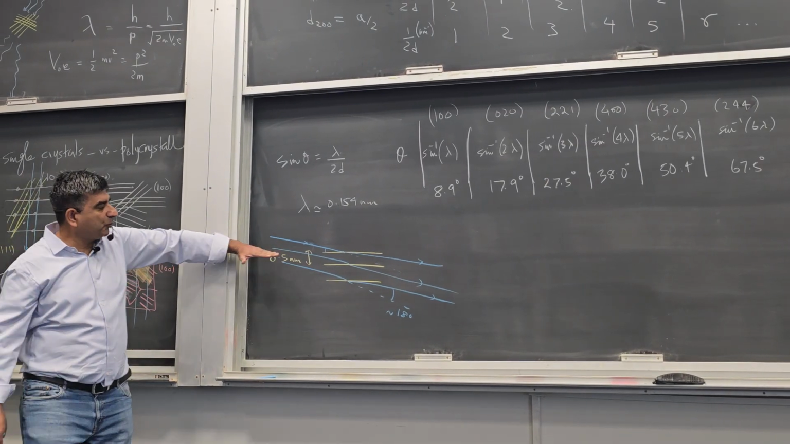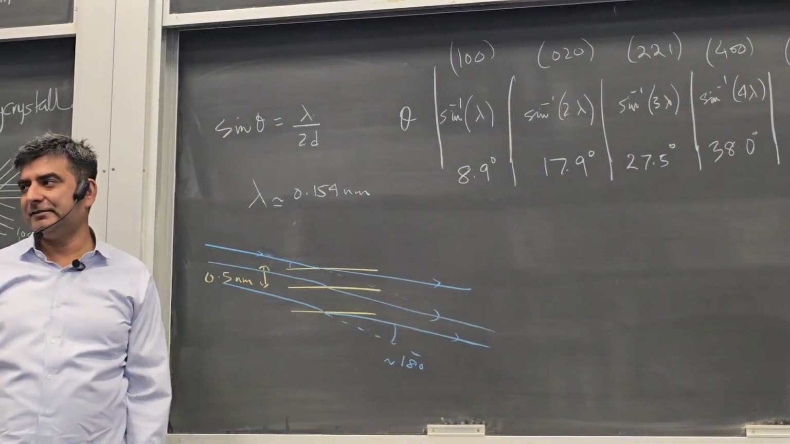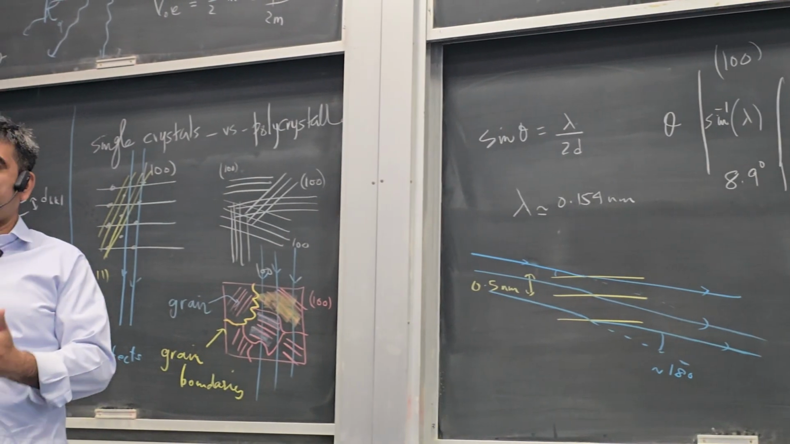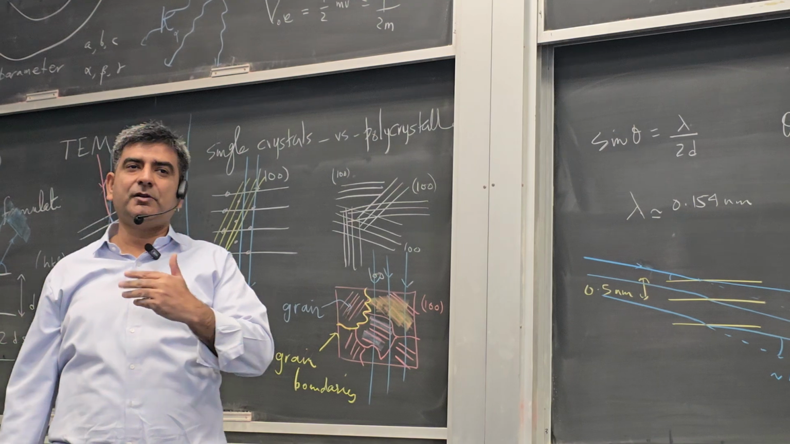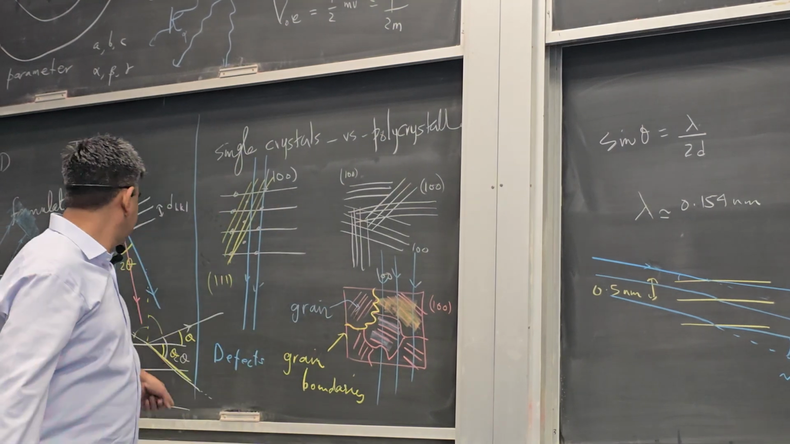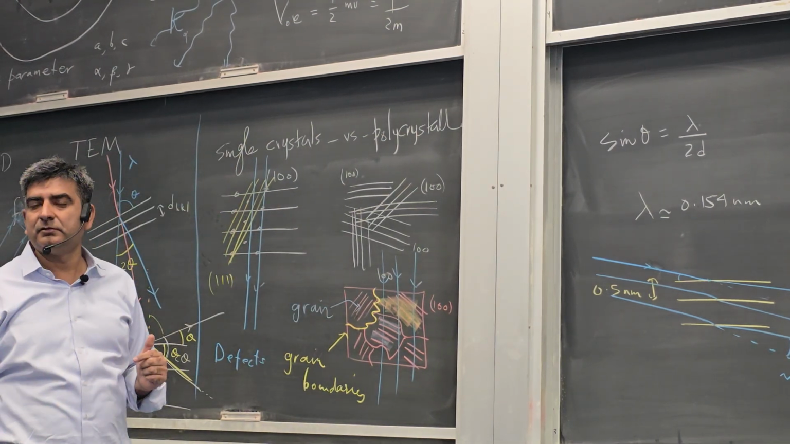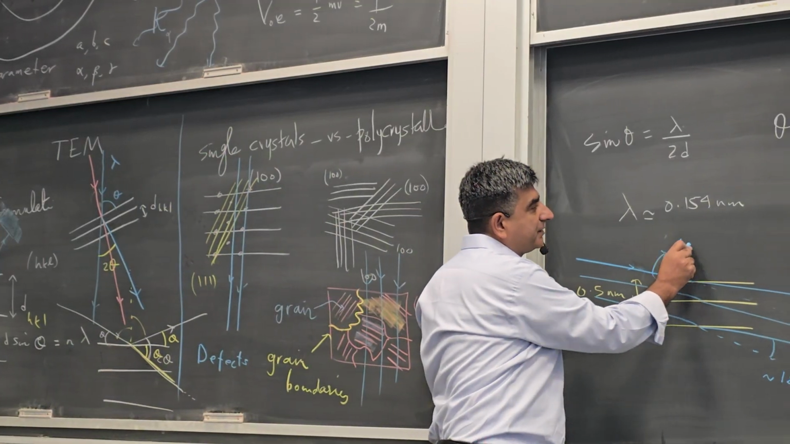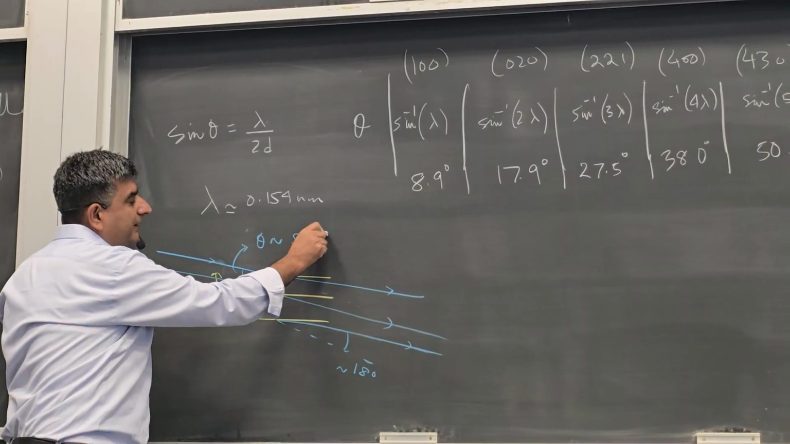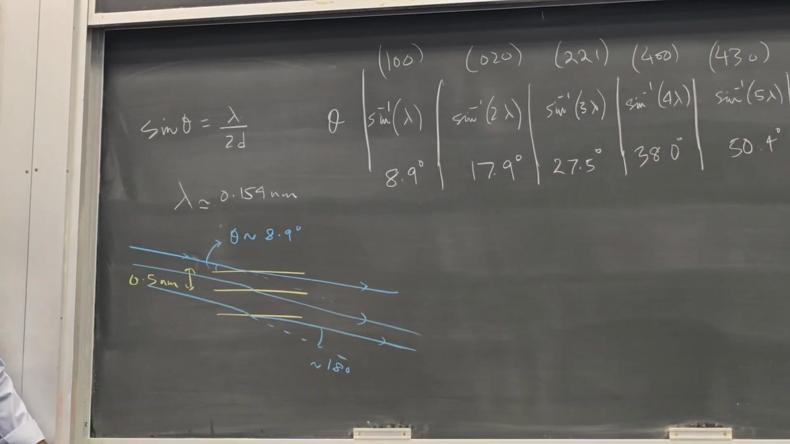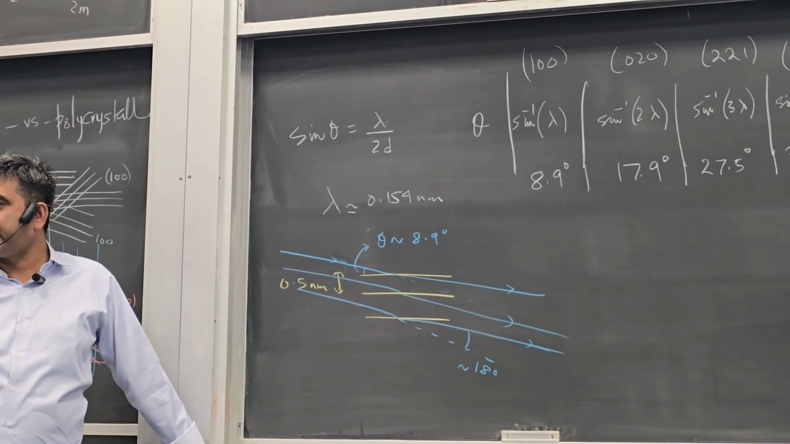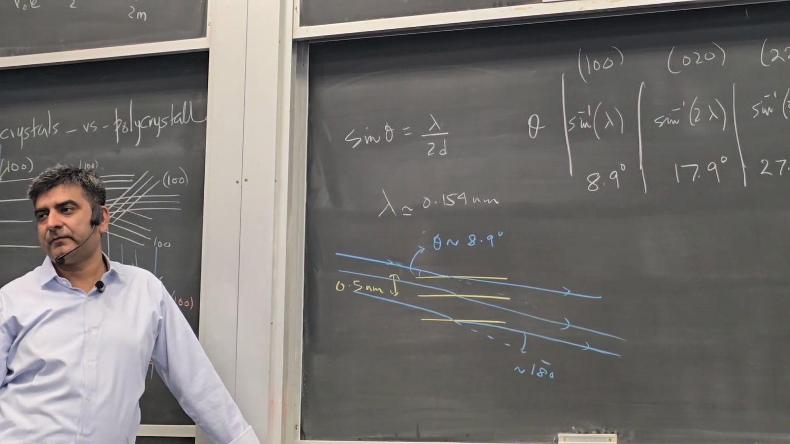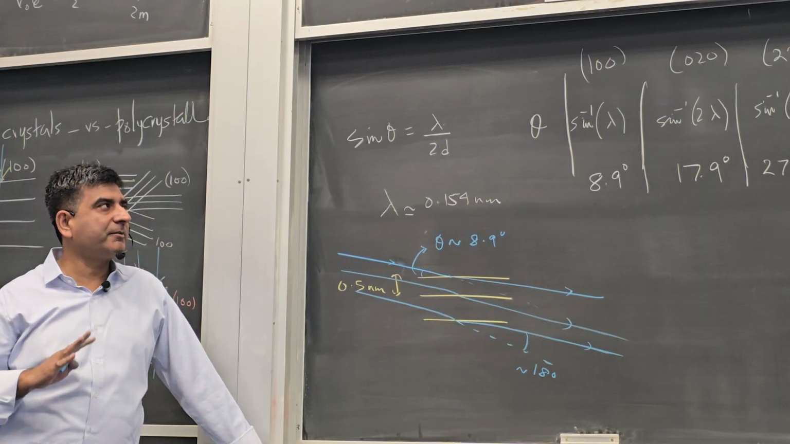Okay. If you put X-rays at any other angle, you will not get any reflection. You will not get any scattering unless you hit a higher order with n equals 2. So only for this incident angle theta, which is 8.9 degrees, will these planes act as scattering planes, and you will get scattered radiation in a particular orientation. We're only talking about the 100 plane.